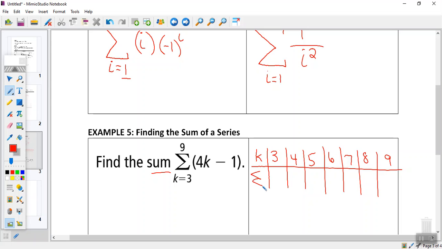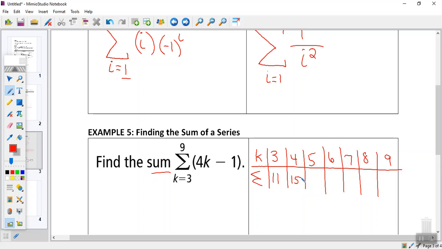Okay. All right, plug 3 into that function, 4k minus 1. What do you get out? If I plug 3 in this mess right here, what would you get out? 11? Because 4 times 3 is what? 12 minus 1, we're going to get what? Okay, next one, plug 4 in, what are you going to get out? Plug 5 in, what are you going to get out?